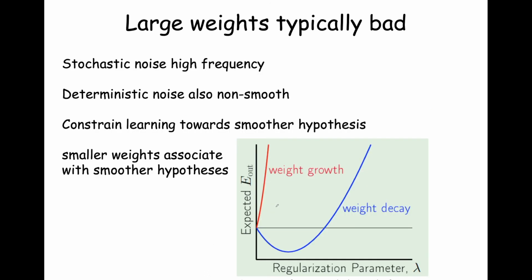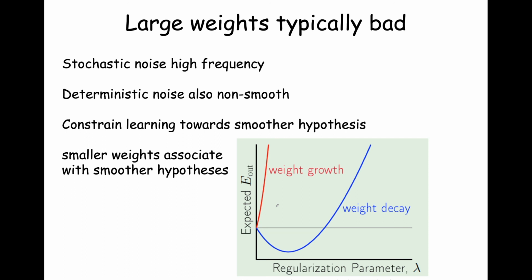Okay, so large weights are typically bad. And when you look at the nature of noise, we talked about noise as being organized into two categories, stochastic noise and deterministic noise. Stochastic noise is generally high frequency, and deterministic noise is also not smooth. And when you add a regularization penalty, you're effectively constraining learning towards much smoother hypotheses. So smaller weights correspond to smoother hypotheses.